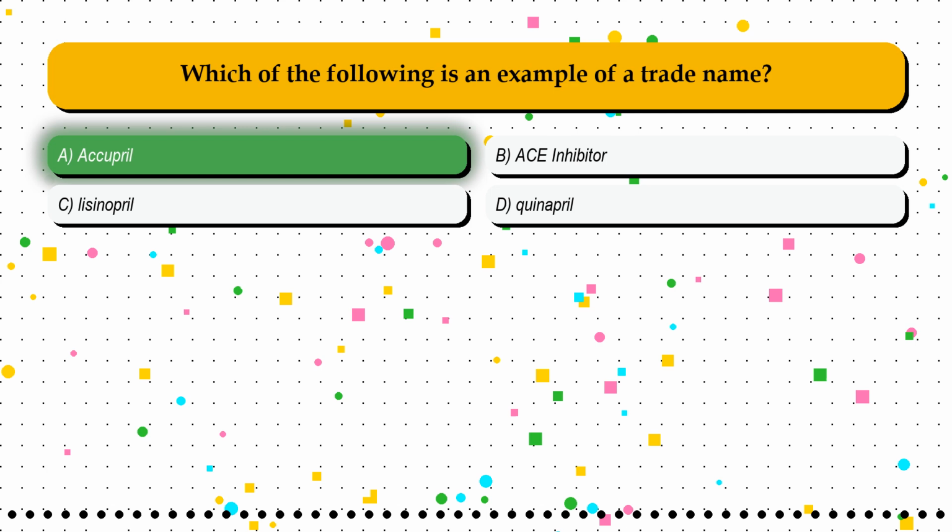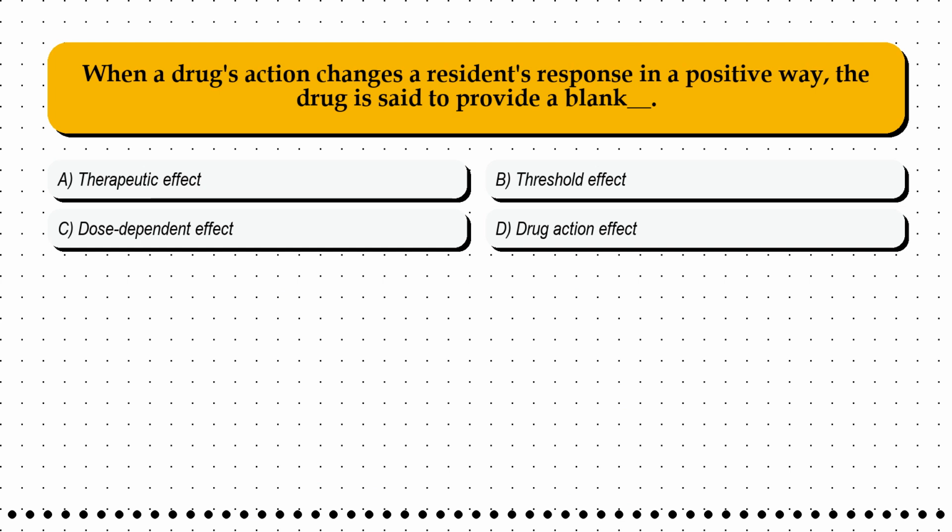The correct answer is option A. Acopril. Question 64. When a drug's action changes a resident's response in a positive way, the drug is said to provide a blank blank. Option A. Therapeutic effect. Option B. A threshold effect. Option C. Dose-dependent effect. Option D. A drug action effect.